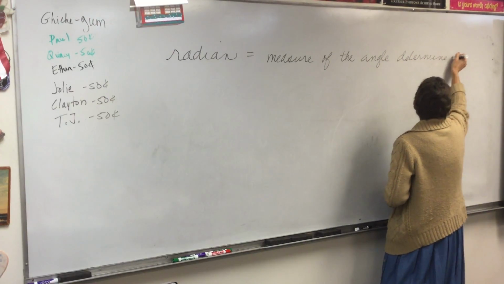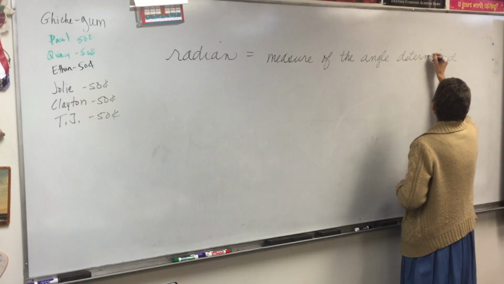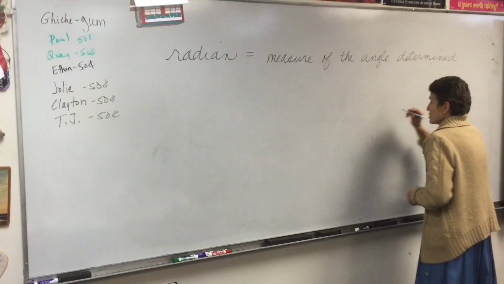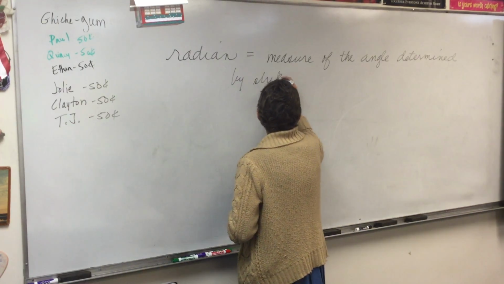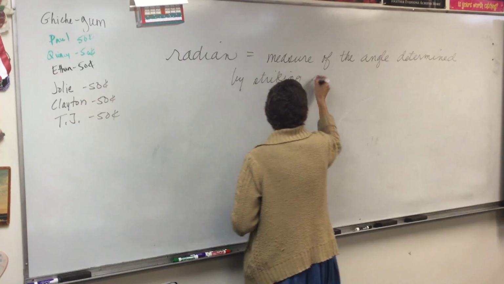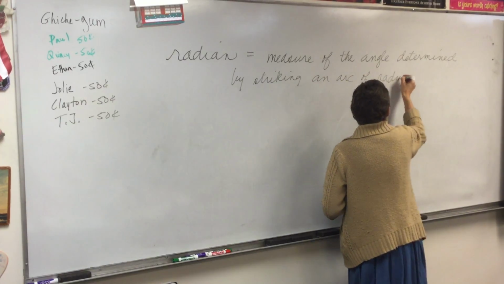the measure of the angle determined by striking an arc of radius length.